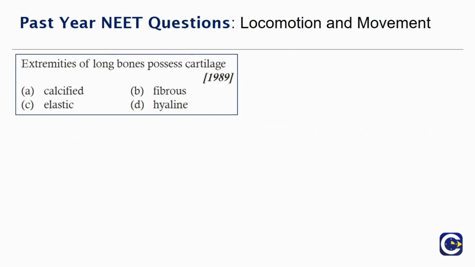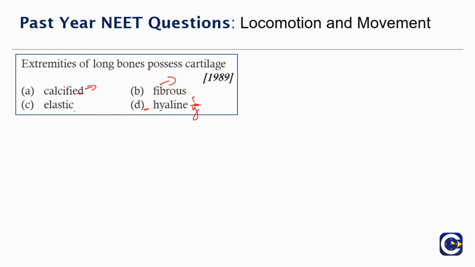Extremities of long bone possess cartilage that is calcified, fibrous, elastic or hyaline. So it cannot be calcified. If that is calcified, the joints will not be able to move. Fibrous cartilage will not allow the movement of the bones. Elastic cartilage is too fragile to be in the extremities. So hyaline cartilage will give the correct strength and also the movement in the extremities of long bone. So hyaline cartilage is present.